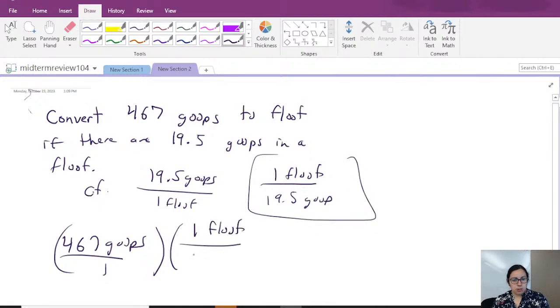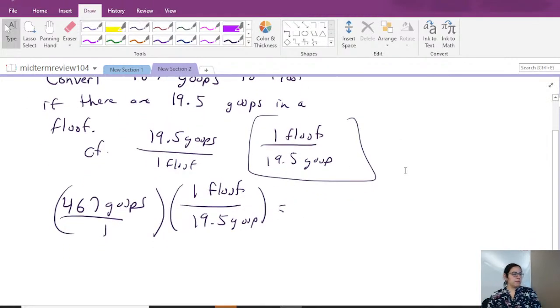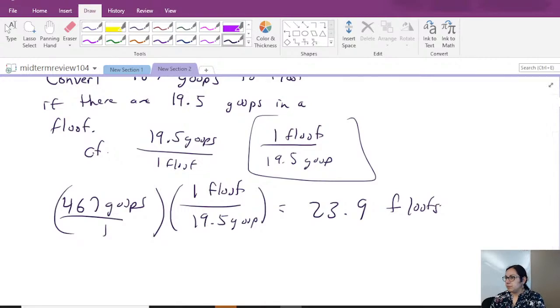And you could have also used a proportion. That should have also worked out. If people want me to set that up, I can. And then what do people get for their answer? 23.9. So I hear a 23.9 floofs, and then I see nods, so that looks good there. Questions on this one?